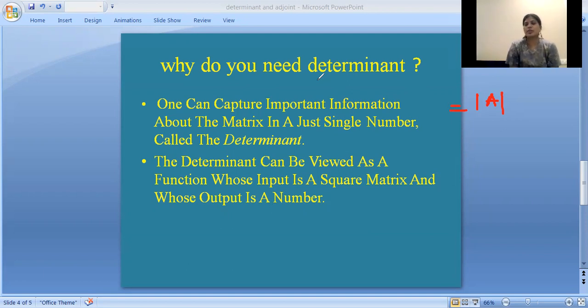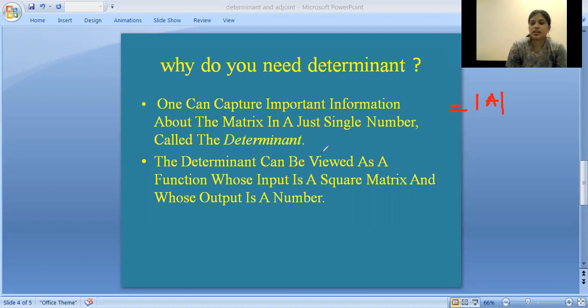In matrix, you will be having n number of elements. If it is a 2 cross 2 matrix, you will be having 4 elements. If it is a 3 cross 3 matrix, you will be having 9 elements. But this determinant will fetch you a single number as a final result. Instead of viewing a matrix as multiple elements, you can view the entire matrix as a single number. That is the main goal of this.